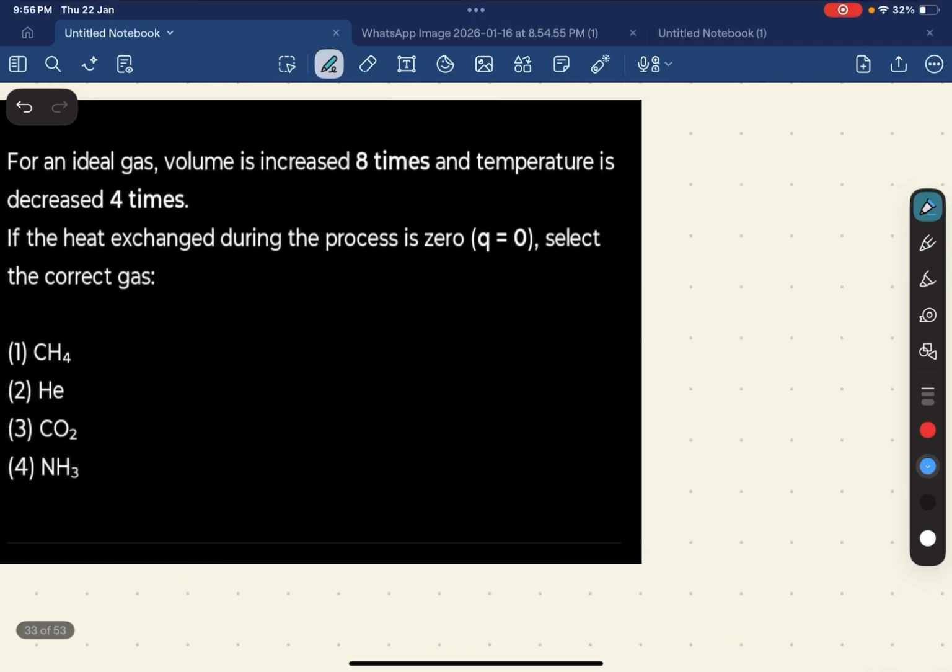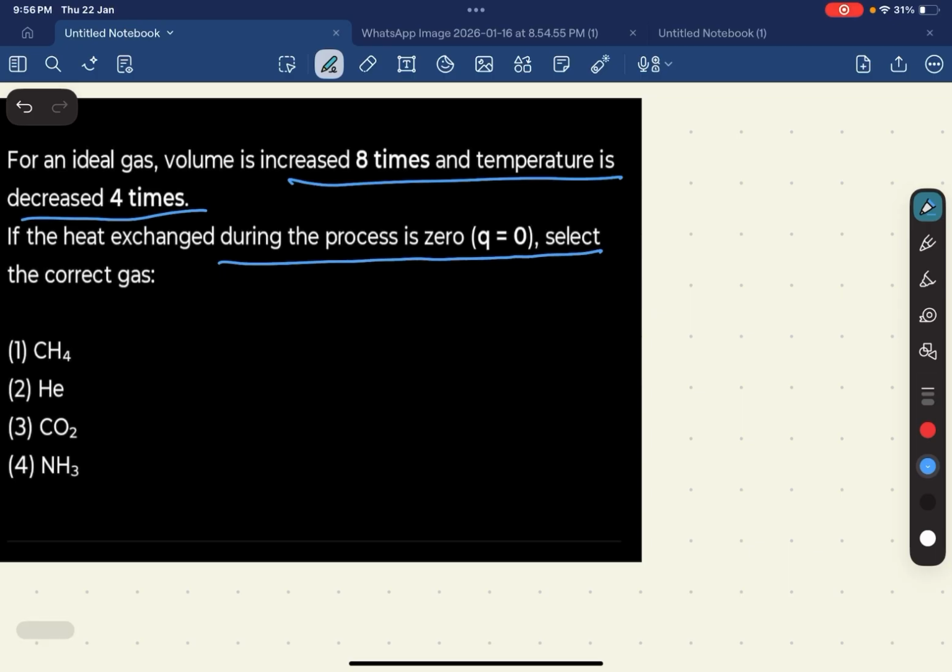And coming to the next: for an ideal gas, volume is increased 8 times and temperature is decreased 4 times. If no heat is exchanged during the process, the correct gas will be? So here we have to find the gamma value to decide, it is an adiabatic process, right? Q equals 0 means adiabatic process. For an adiabatic process there are formulas: PV power gamma equals constant, TV power gamma minus 1 equals constant. So based on that we are doing this.